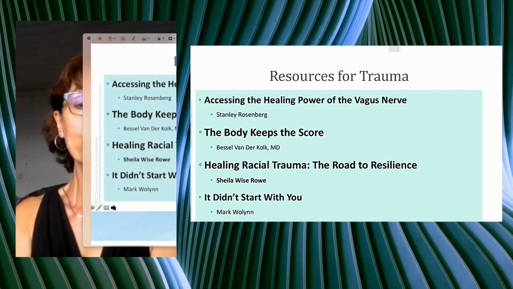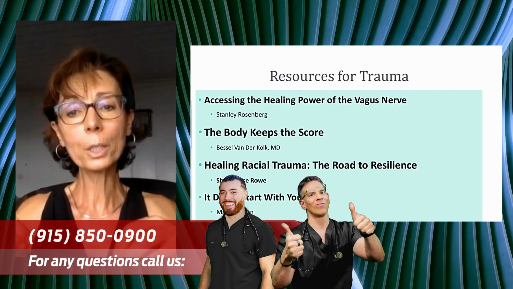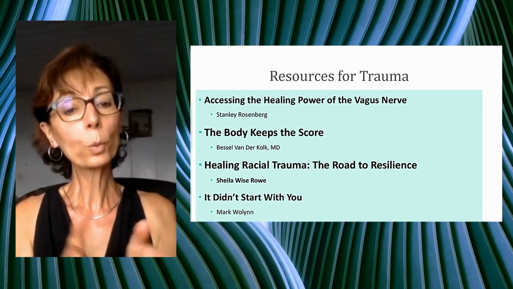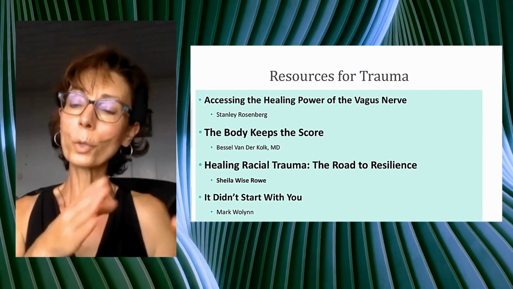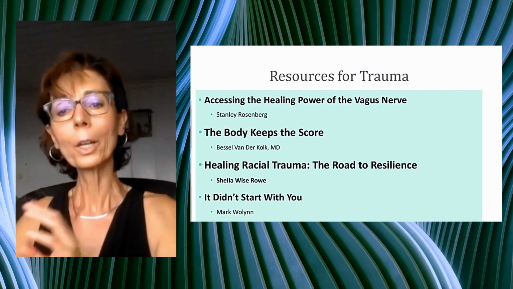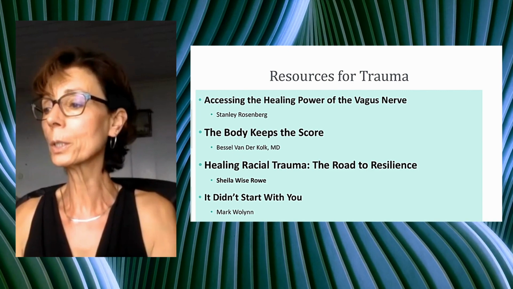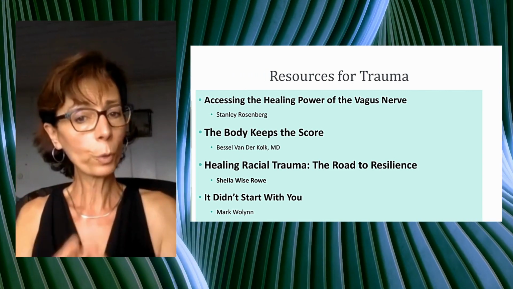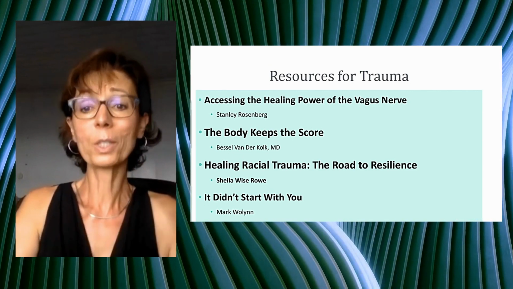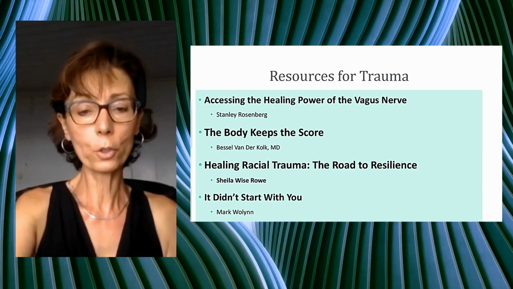Also, Sheila Wise Rowe, Healing Racial Trauma: The Road to Resilience. I love her work. And many of these different books have a lot of commonalities among them. Mark Wolynn talks about It Didn't Start With You. He mentions Rachel Yehuda. He's not an investigator, he's a writer, but he really sort of put everything together as to how this intergenerational trauma works. And different people learn at different rates, and sometimes they learn from the way things are written in a specific way. And so I like having long lists, because then I can see what is more appropriate for each patient.